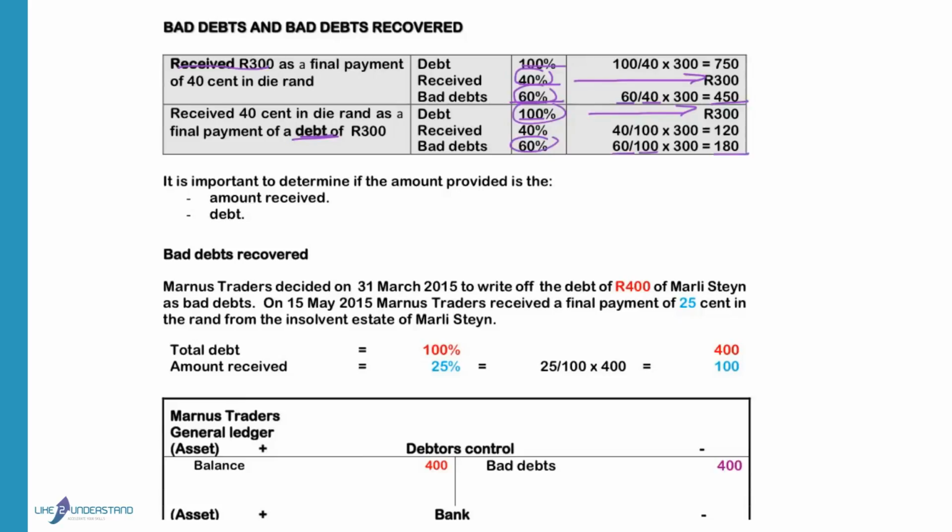So depending on the calculation that you do, these two figures differ from 180 to 450. It is therefore very important to determine whether the amount received or the debt is given.